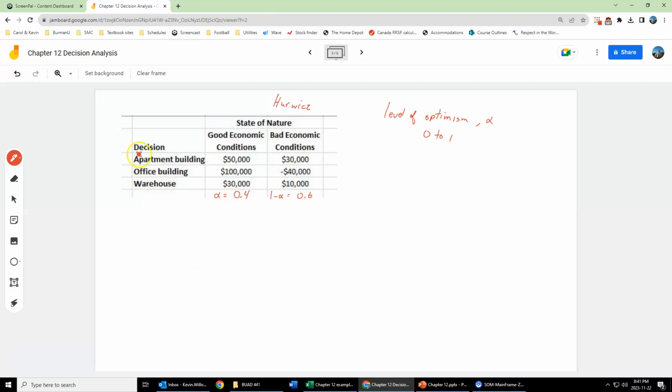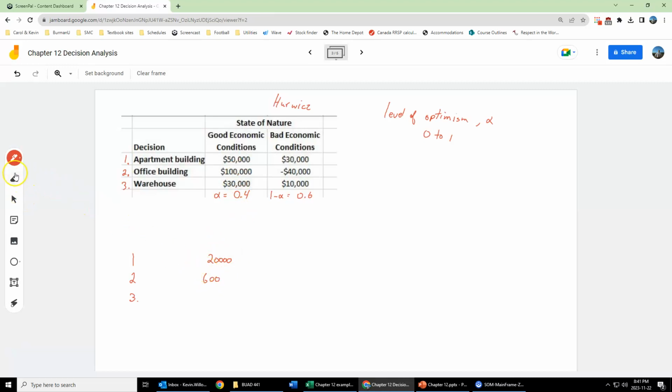So in this process, I'm going to label our decisions 1, 2, and 3. Make it a little easier, because what we have to do is create another table. There's our 3 decisions and our states of nature. Now what we do is we multiply alpha for the good economic condition by each of the payoffs for the decisions. So 50,000 times 0.4 is going to give us 20,000.